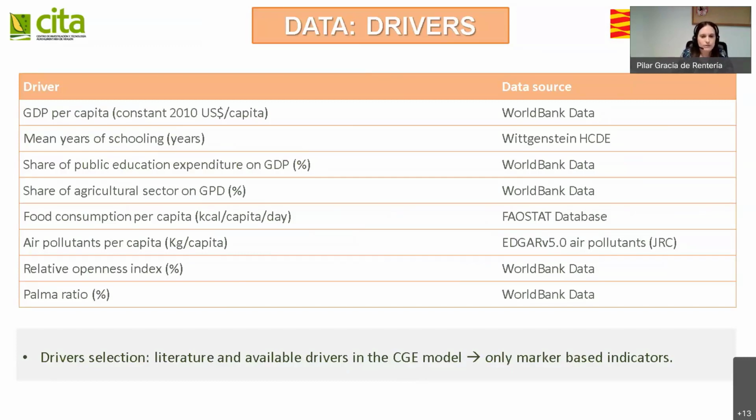Data for all these variables are drawn from the World Bank Development Indicators database, except for the food consumption that comes from the food balance sheet of the FAOSTAT database, and the air pollutants information that comes from the air pollutant database from the Joint Research Center.